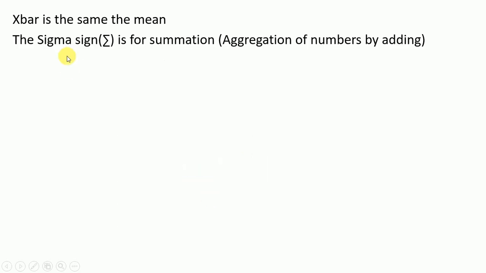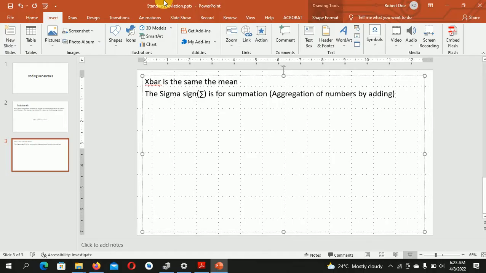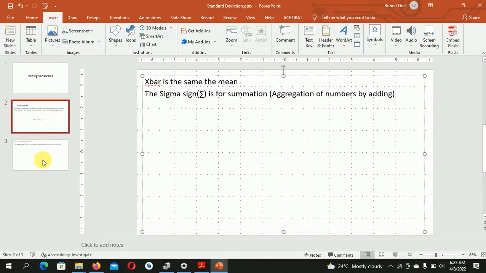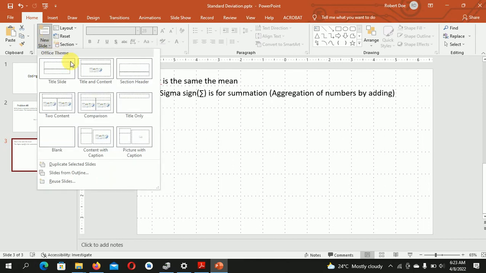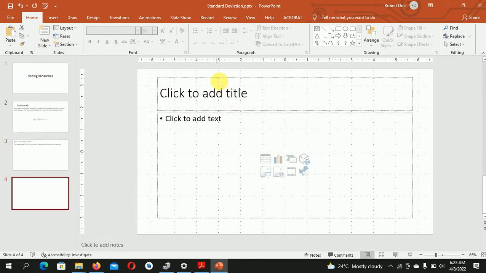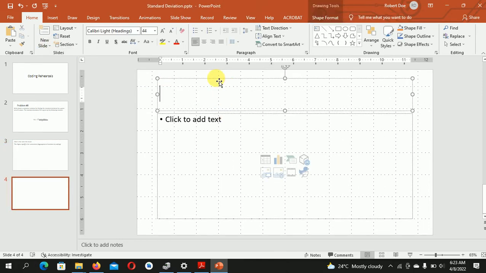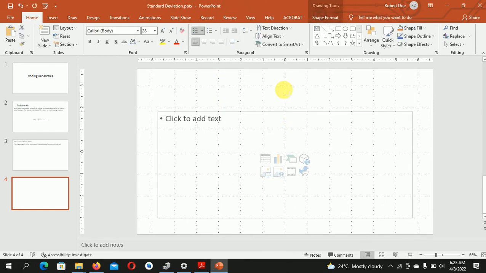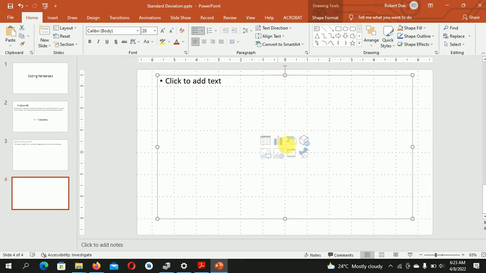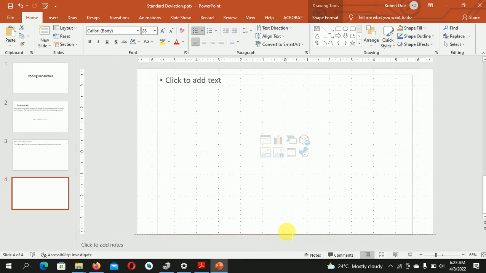So the x bar is the mean, and the sigma sign is for aggregation, finding the sum. So let's begin. All right, so to begin, let me delete this stuff here, and then I pull this up. I'm going to be typing whatever I'm doing.